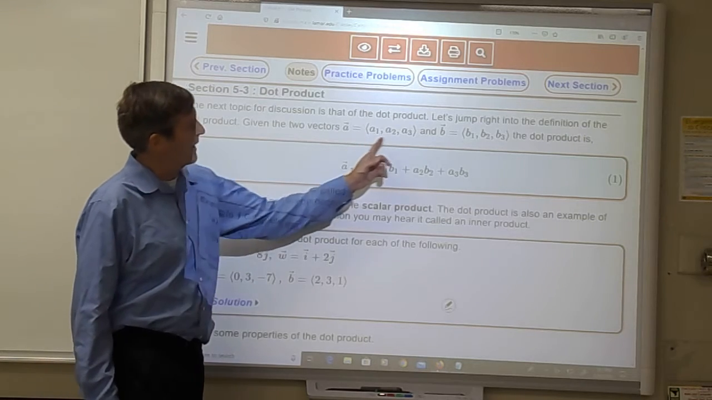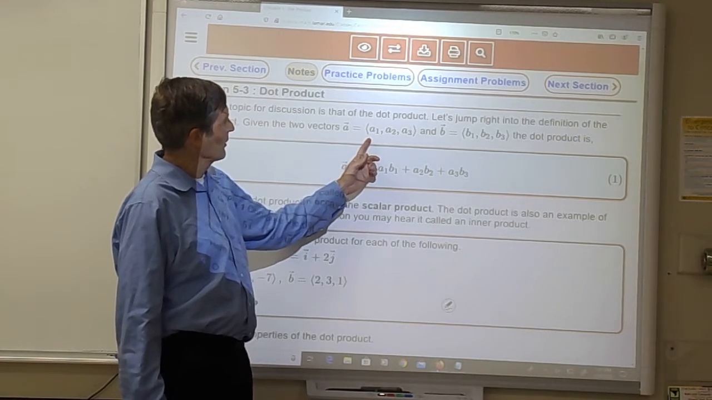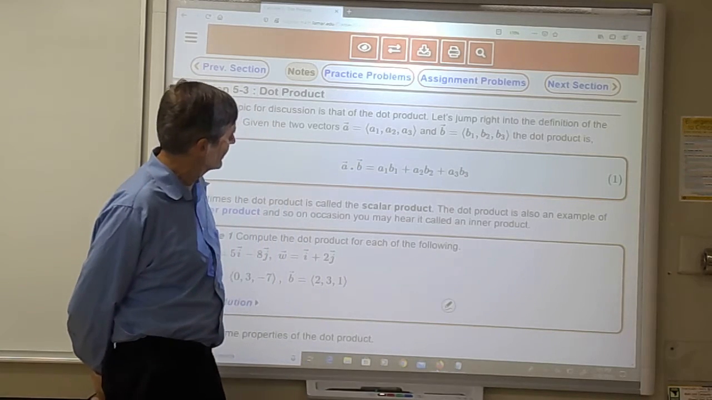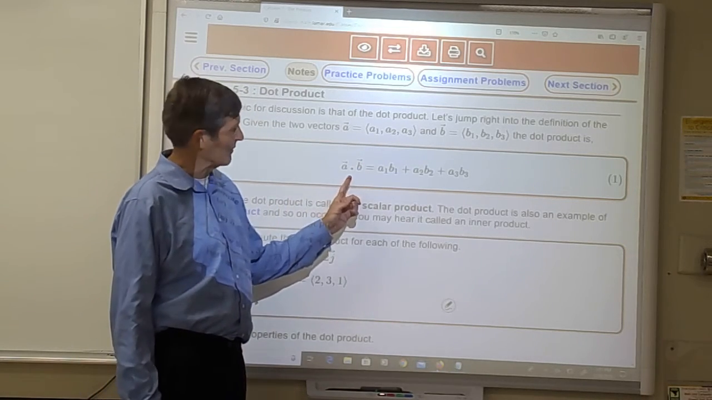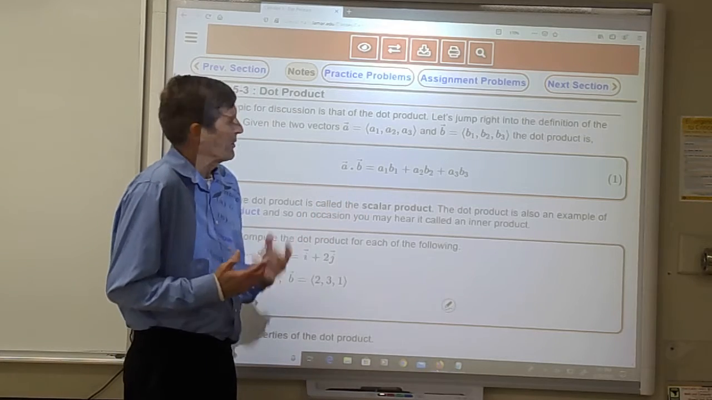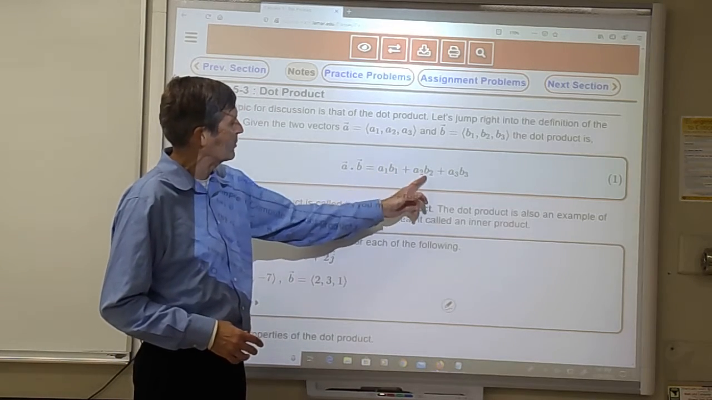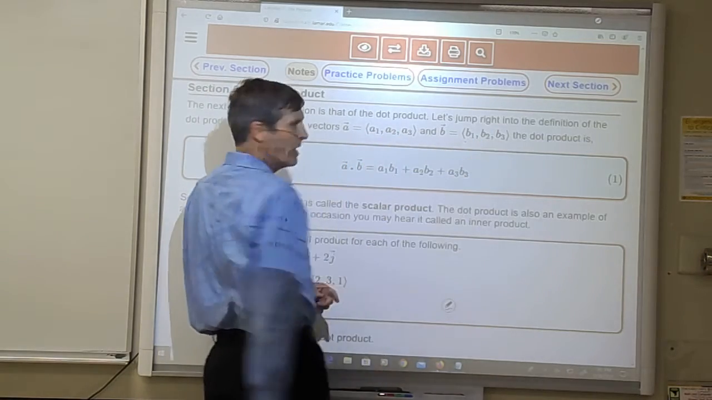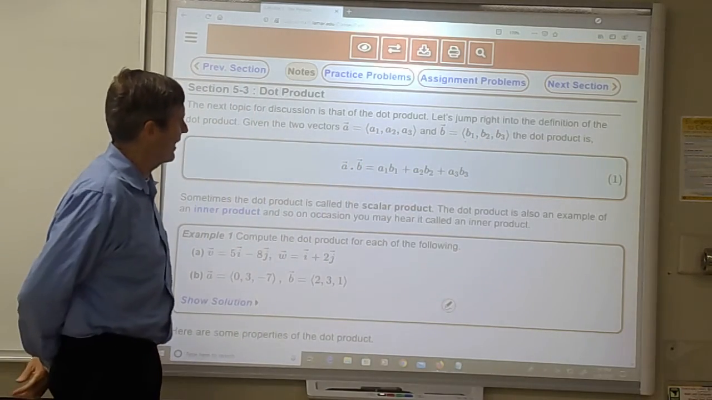So if I have two vectors, A with components A1, A2, A3, and B with components B1, B2, B3, I can take the dot product, a very simple thing. You'd never think this would be useful, would you? A1 B1 plus A2 B2 plus A3 B3. It's just this times this plus this times this plus this times this. We call that the dot product of the two vectors.